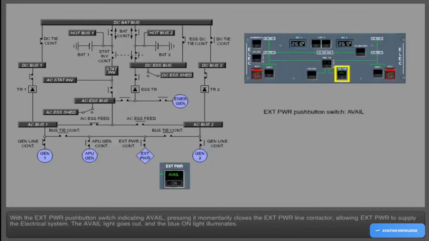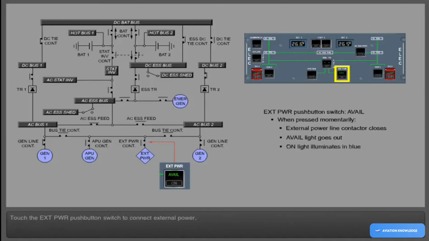With the external power push-button switch indicating available, pressing it momentarily closes the external power line contactor, allowing external power to supply the electrical system. The available light goes out, and the blue on light illuminates. Touch the external power push-button switch to connect external power.